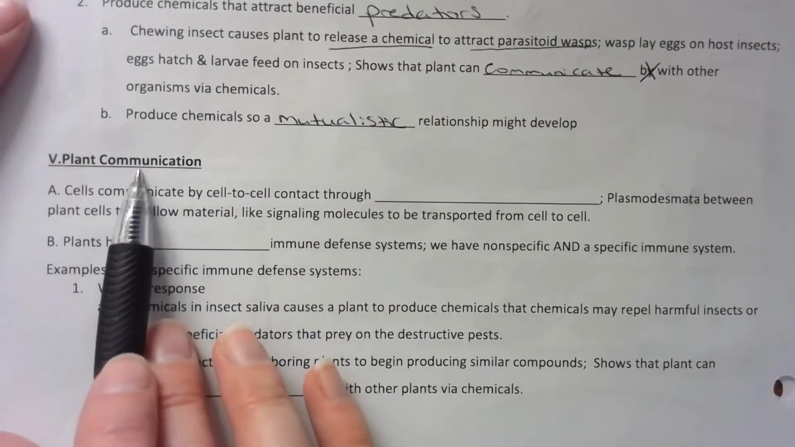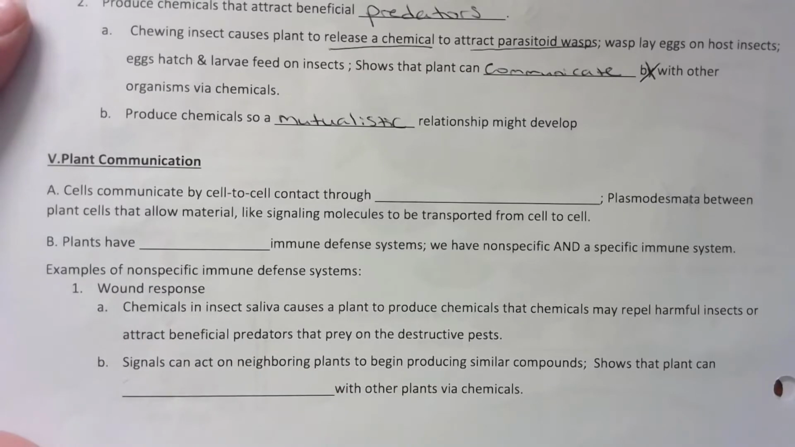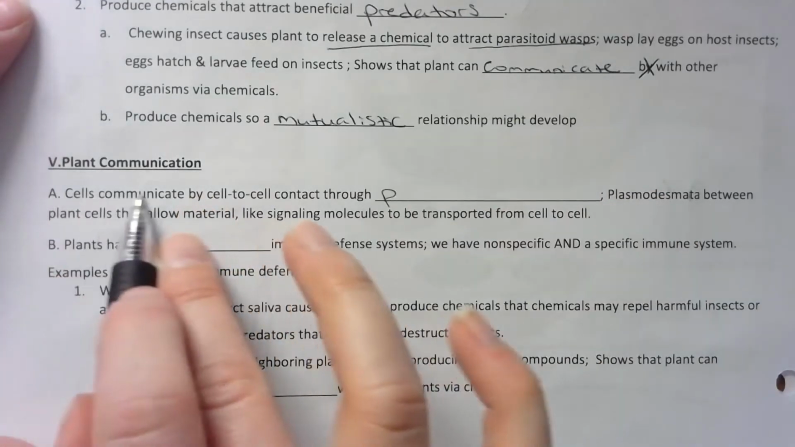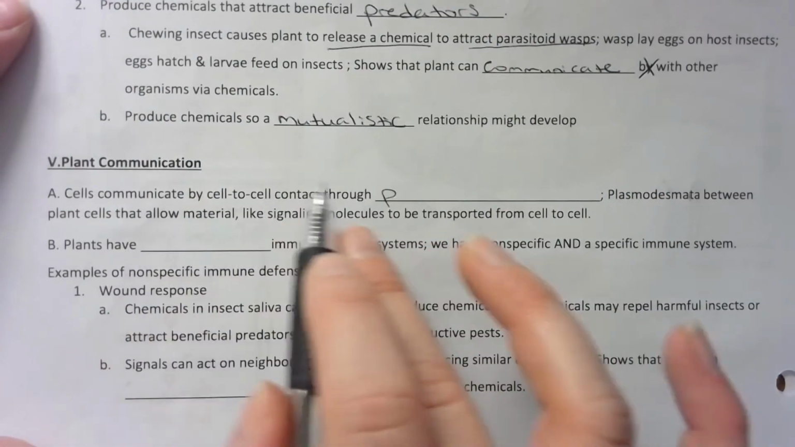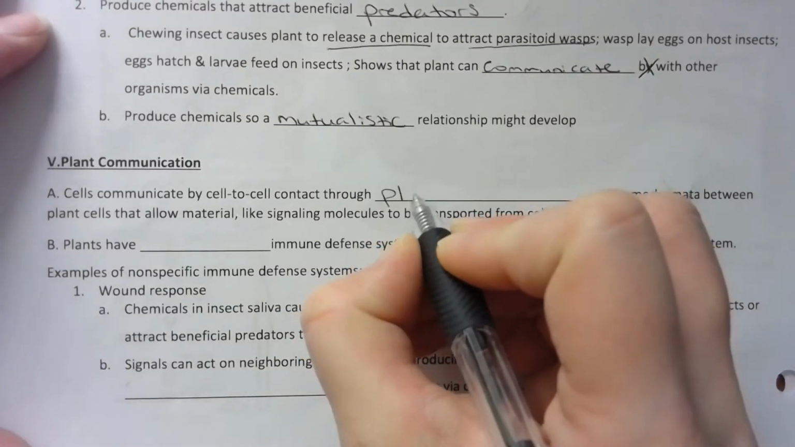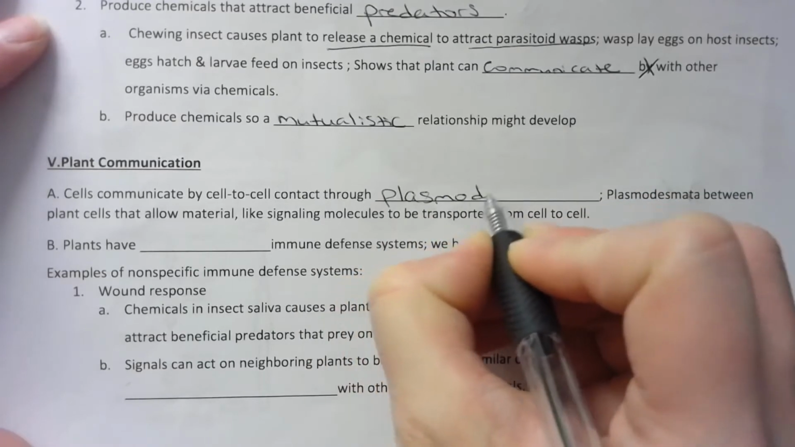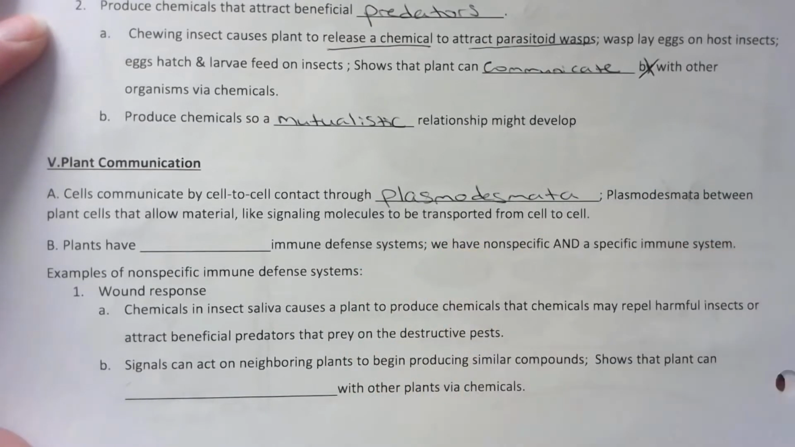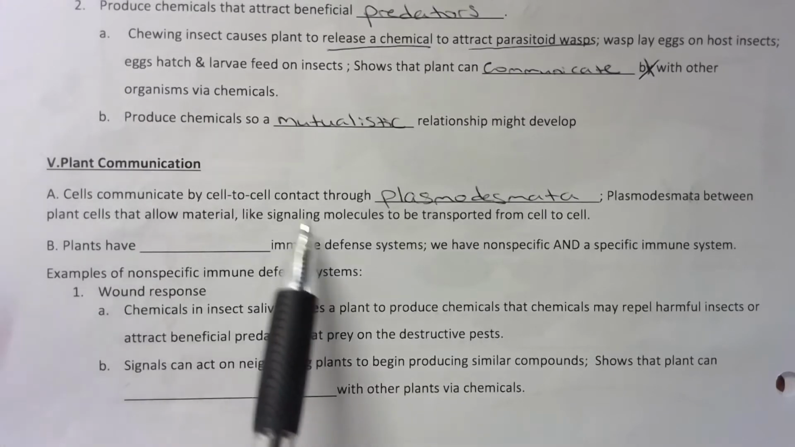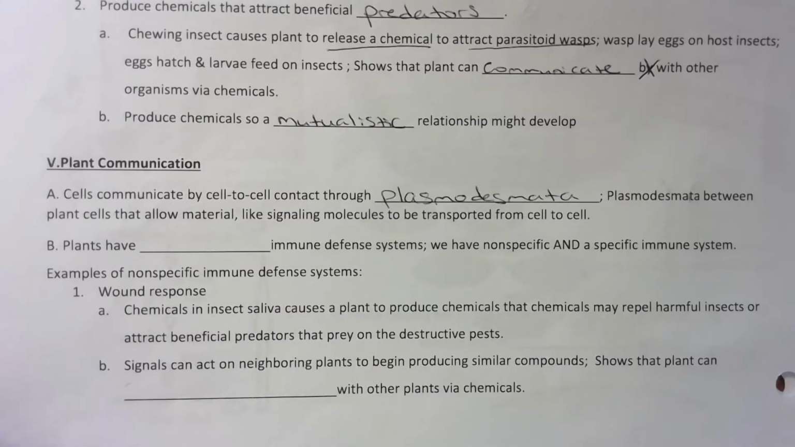So I told you plant communication goes back to just releasing chemicals. Something responds to those chemicals. And the cells of a single plant can communicate to each other through those connections between the cells. If you remember, those connections are called plasmodesmata in plants. Those are just connections that allow molecules, hormones to move from cell to cell.